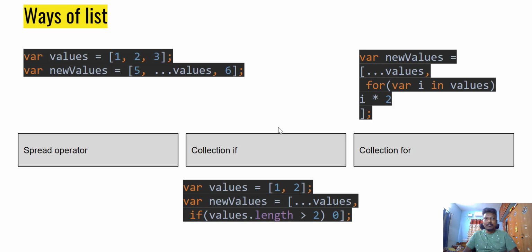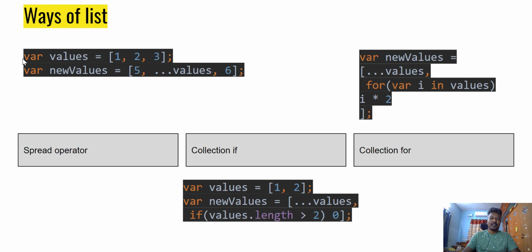We have seen a simple way how we can create a list in a Dart program, and moreover there are other techniques also available in the Dart language to manipulate your existing list and create a new list. The first one is the spread operator. Spread operator is a special syntax with 3 dots.